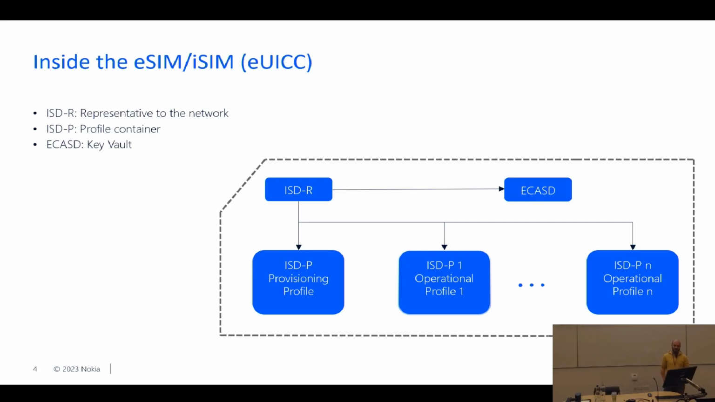So we have the ISDR, which is a representative of the EUICC to the network. So ISDR is the one that communicates with the network. We have the ISDPs, which are different profiles, so each operator can have a different profile on the EUICC. And then we have the ECASD, which is a key vault in which the authentication keys are stored.